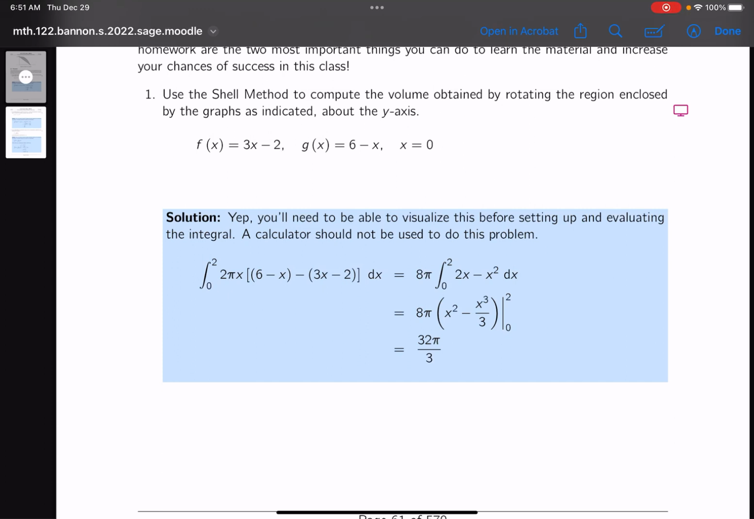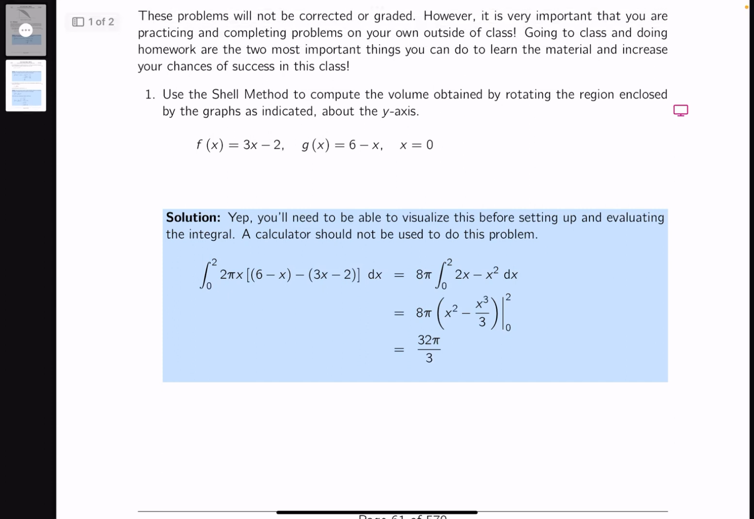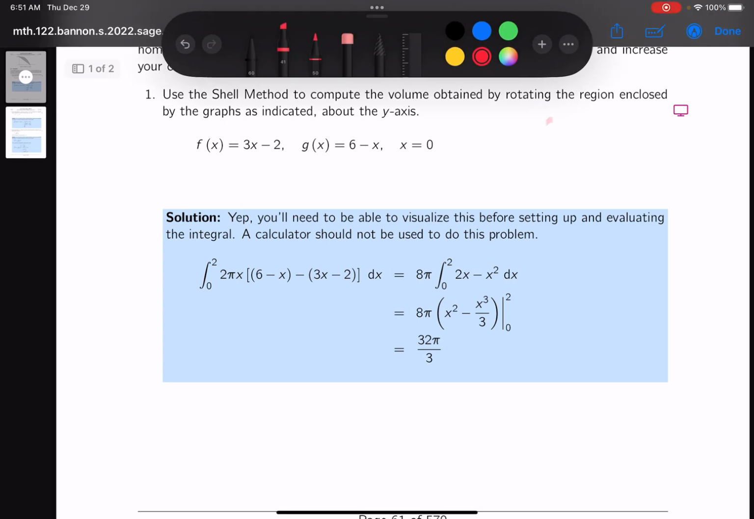Okay, first step is to visualize. And let's take a look. I'm going to graph one thing at a time. And let's see what we got over here. I'm going to graph this first. And I'll put an XY axis down.